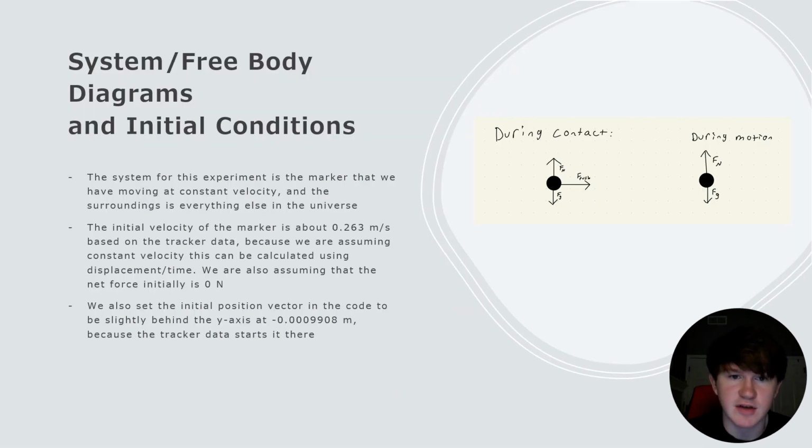So here is my system, free body diagrams and initial conditions. The system in this experiment is the marker that we have moving at constant velocity, and its surroundings is everything else in the universe. The initial velocity of the marker is about 0.263 meters per second based on the tracker data. Because we're assuming that the velocity is constant, this can be calculated using the displacement over the time. We are also assuming that the net force on the marker initially is 0. We also set the initial position vector in the code a little bit behind the y-axis because the tracker data has it there. And here's my free body diagrams.